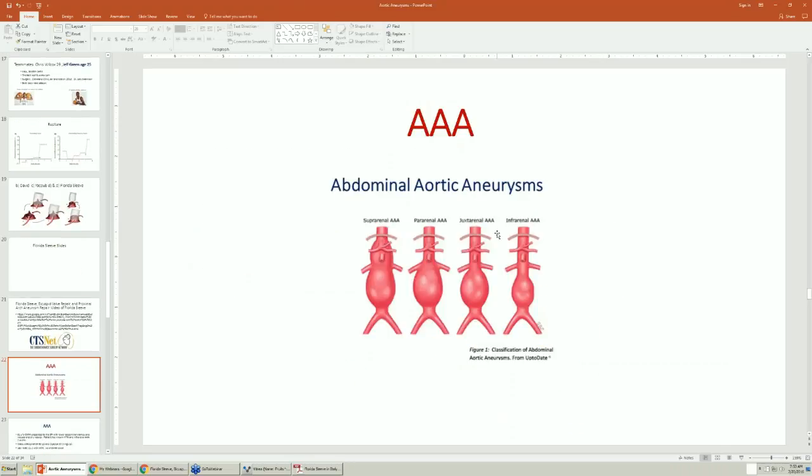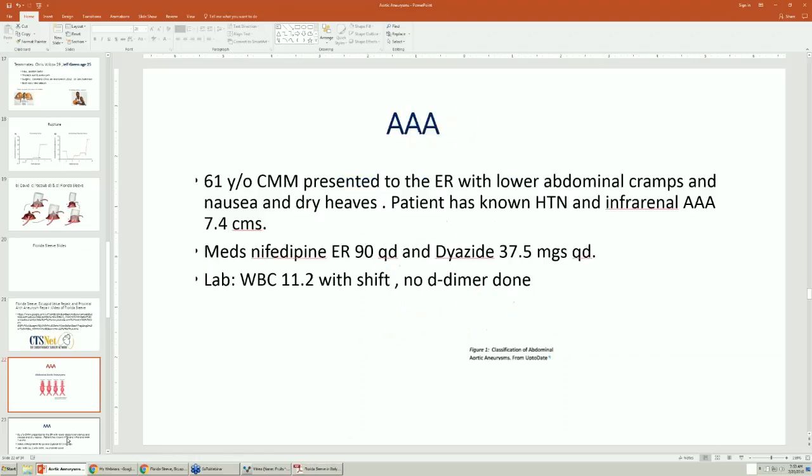I thought we'd take a minute to talk about abdominal aortic aneurysm, and we actually have 7 minutes. So as classified in position of the renal arteries, and you can see how they're named.